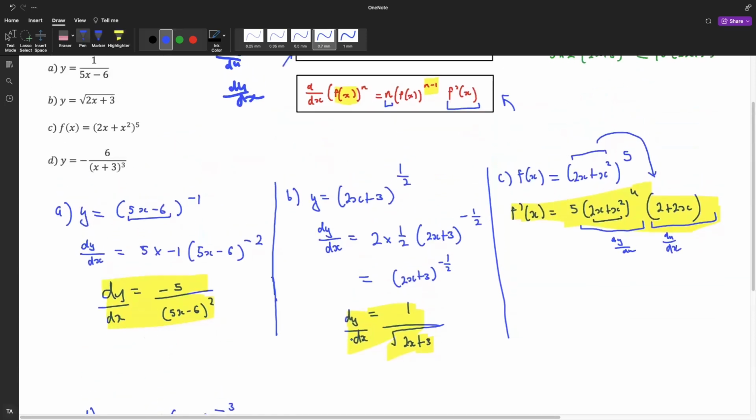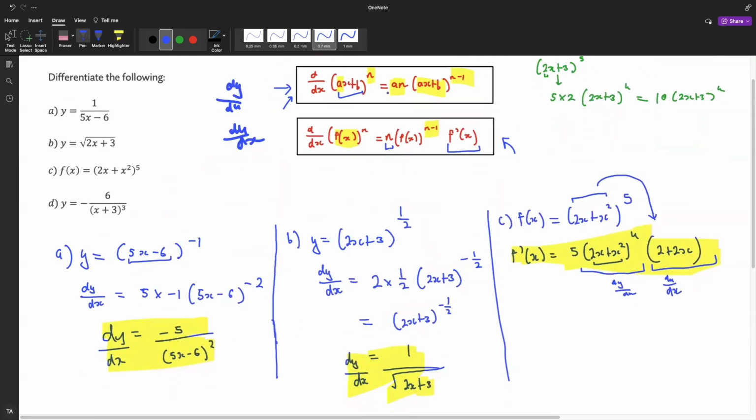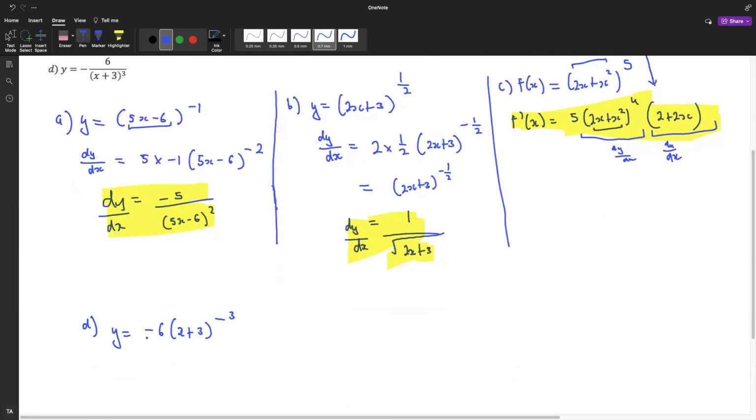And again, we can use the same rule as here, right? This is the same thing. The only difference is we've just got a constant at the front, but that really does not make any difference at all. So that's how it looks. So we just leave that constant as it is, right? So negative 6.